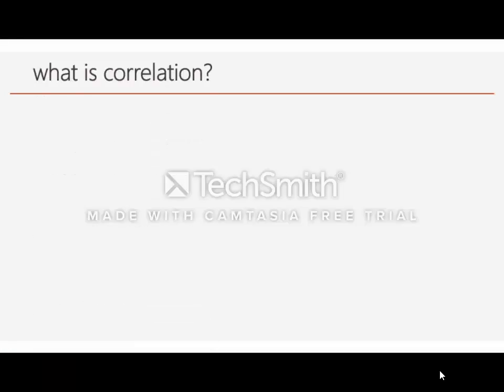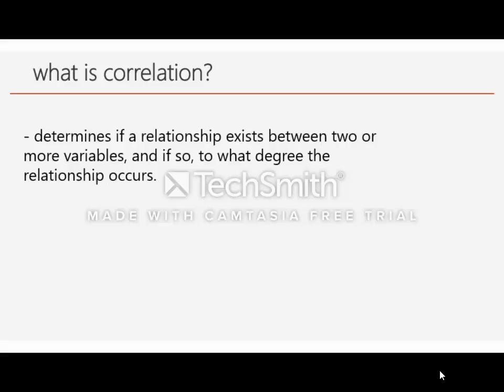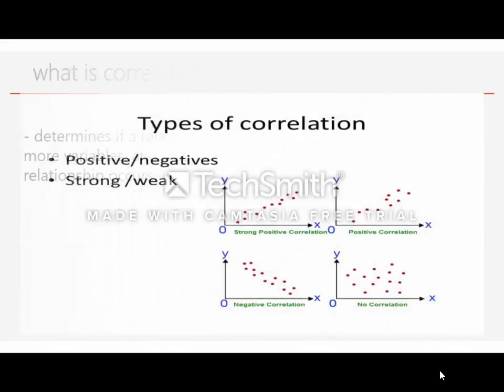What is correlation? Correlation determines if a relationship exists between two or more variables, and if so, to what degree the relationship occurs. There are many types of correlation. There is a positive correlation, negative correlation, strong correlation, and weak correlation.